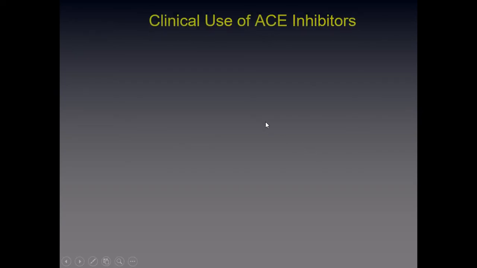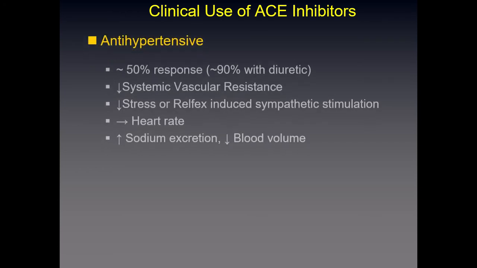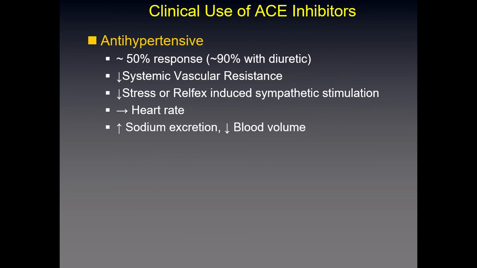Let's have a look at the clinical use of the ACE inhibitors. These are used as an antihypertensive, with about 50% response, and 90% with the diuretic. They decrease the systemic vascular resistance and the reflex-induced sympathetic stimulation, and there is no effect on the heart rate. They increase the sodium excretion. As the sodium is excreted from the body, you know well, the blood volume is decreased and the blood pressure is decreased.